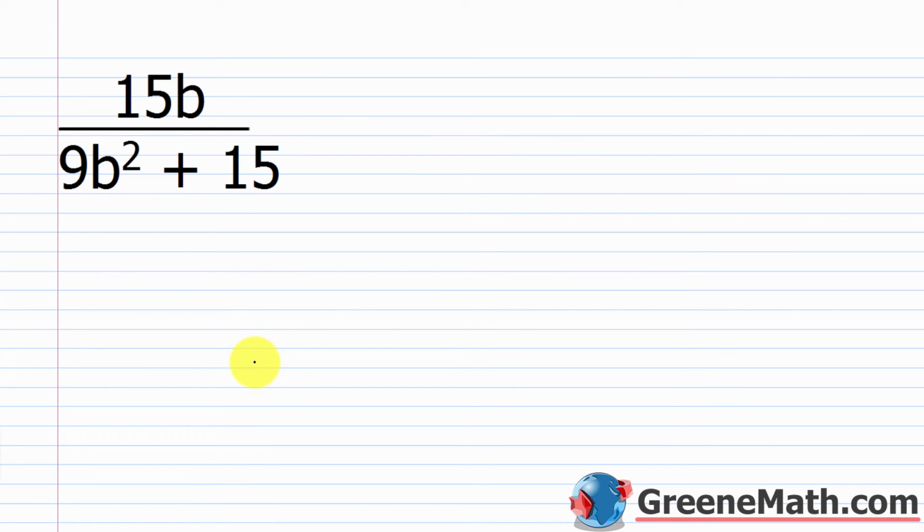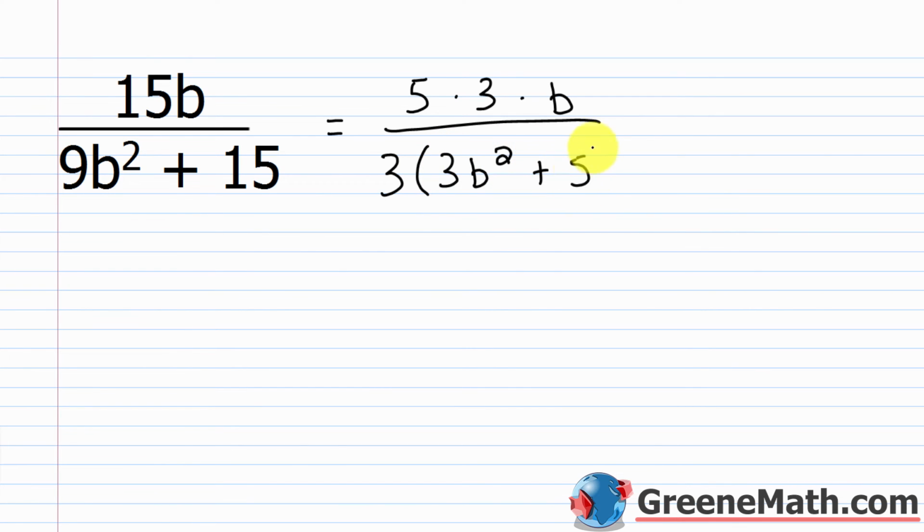So we have 15b over 9b squared plus 15. So what can I do here? Again, I want to factor the numerator and denominator. For the numerator, I know I could break 15 into 5 times 3. So let's go ahead and just do that. 5 times 3, and then I have that b, so times b. In the denominator, I have 9b squared plus 15. So what's common to each term there would be a 3, right? So if I pulled a 3 out, I'd have 3b squared plus 5.